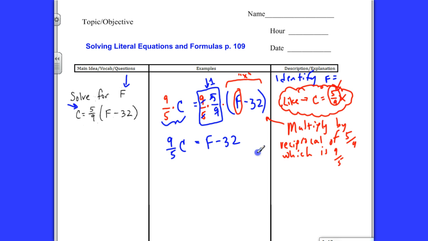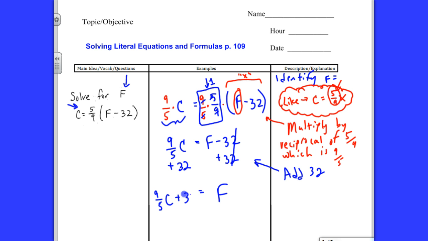Now look what you have. Now remember our goal. Our goal is to get this f here isolated. Okay, if you have f minus 32, how do you isolate that? Yeah, you know how to do that. You add 32. So if I add that 32 there and add that 32 there, all right, guess what? You've isolated f. That's the game. F is now isolated, but you have to figure out how to write that. It's 9/5 c plus 32.